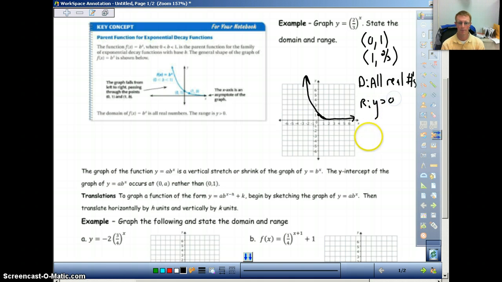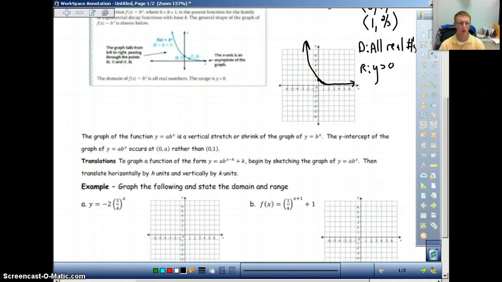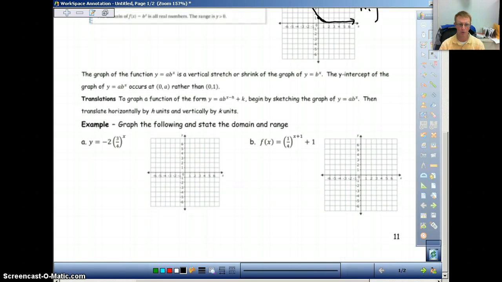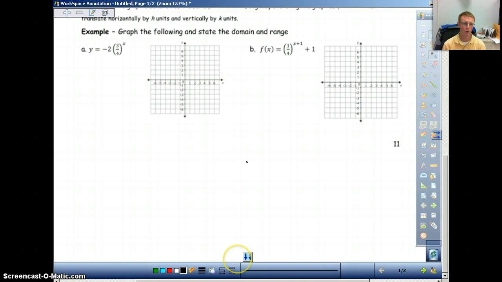Okay, so basically the same thing that we were doing before. All the same rules. You'll see these notes are almost identical. It's just different words dealing with decay and growth. So the same thing's true about stretching and shrinking it. Again, I'm not going to worry so much about that. The idea is just that it's going to either go up more rapidly or go down more rapidly. So let's just get right into this.